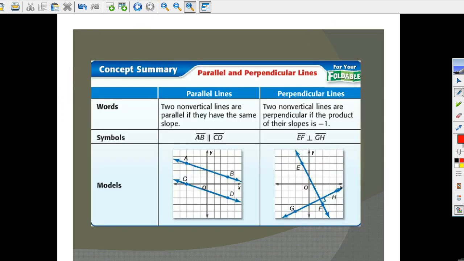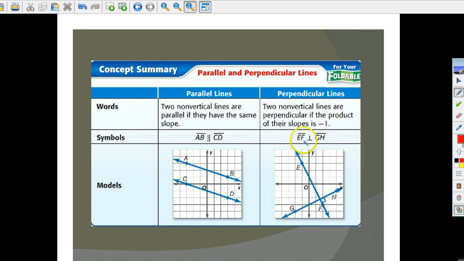Alright, so here's your final slide. Today's video lesson was a very short one. So let's review what we just learned. Parallel lines and perpendicular lines. Parallel lines, two non-vertical lines, are parallel if they have the same slope. As a symbol, you have two lines going up and down, parallel. So line AB is parallel to line CD. When you see it on a graph, you can see they're going the same direction and they will not meet. Perpendicular lines, two non-vertical lines, are perpendicular if the product of their slopes is negative 1.